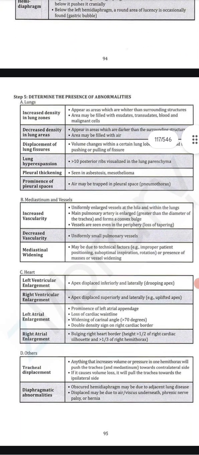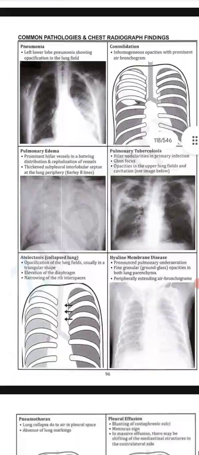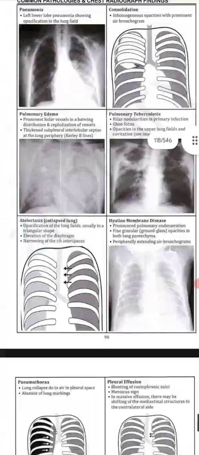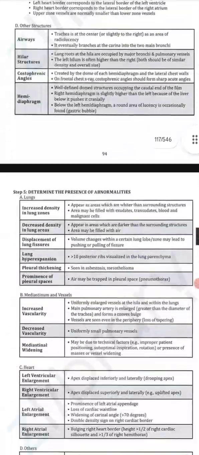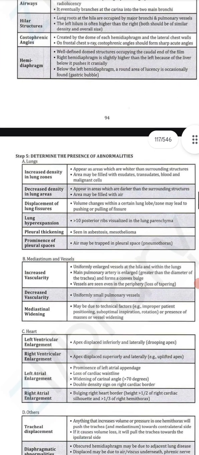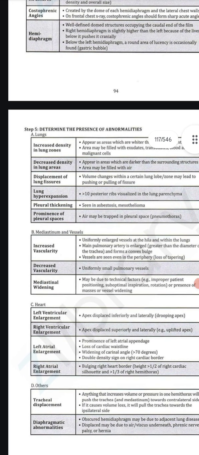Determine the presence of abnormalities. Lungs. Increased density in the lung zones appears as areas which are whiter than the surrounding structures. Areas may be filled with exudates, transudates, blood and malignant cells. Decreased density in the lung area. Areas which are darker than the surrounding structures may be filled with air.